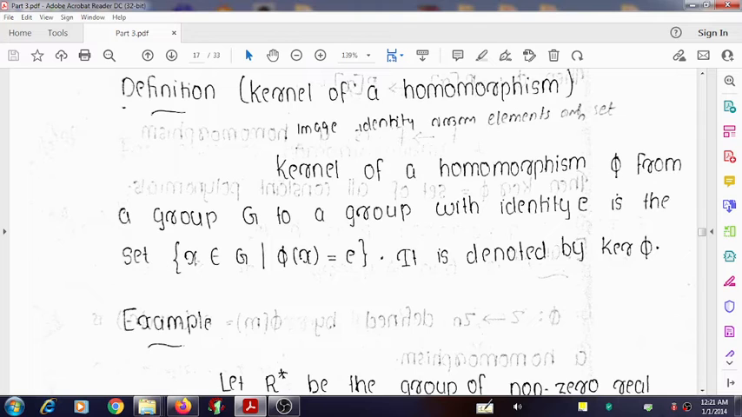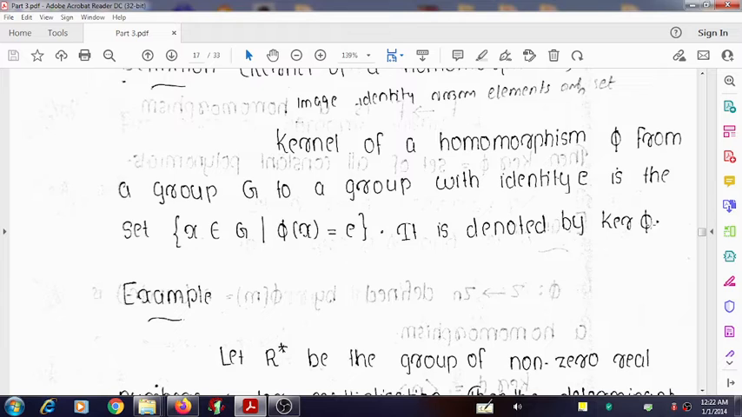So we can define: if phi is a homomorphism, then the kernel of the homomorphism is defined as the set of those elements x in G such that phi of x is equal to E. That means the element x in the group G is mapped to the identity element in the second group. Here E is taken as the identity element in the second group. So if this condition is satisfied by an element x in G, then we can say that it belongs to the kernel. The kernel is denoted by Ker phi.